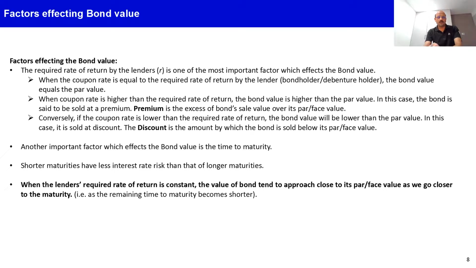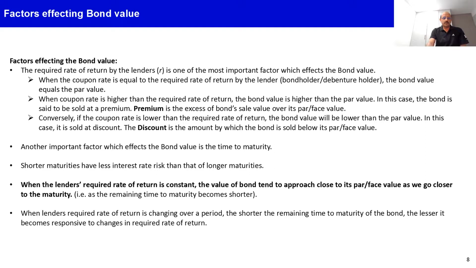Now, another factor which we can say from this analogy is that the lender's required rate of return is constant. When R is constant over the holding period, then the value of the bond will tend to approach closer to its face value as we go closer to maturity. So when the required rate of return R is equal over the period, as we approach near the maturity period, the value of the bond becomes more and more closer to the face value.